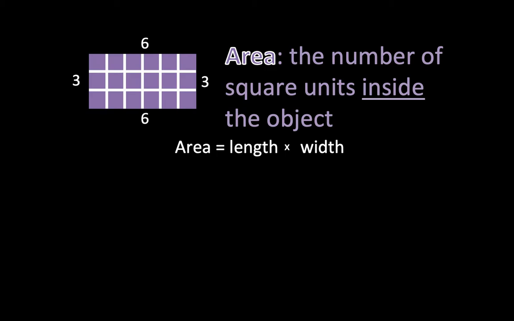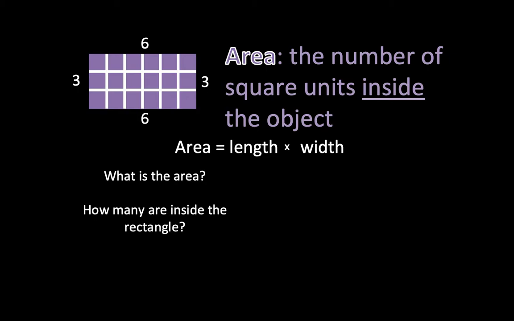For area, you want to find the number of square units inside the object. So that would be the difference. Perimeter is the outside and area is the inside. Just like when you do an array, I don't know if you noticed that looks a lot like an array. You can actually do multiplication by aligning these up. So we have 6 across and we have it 3 times. So that's 6 times 3.